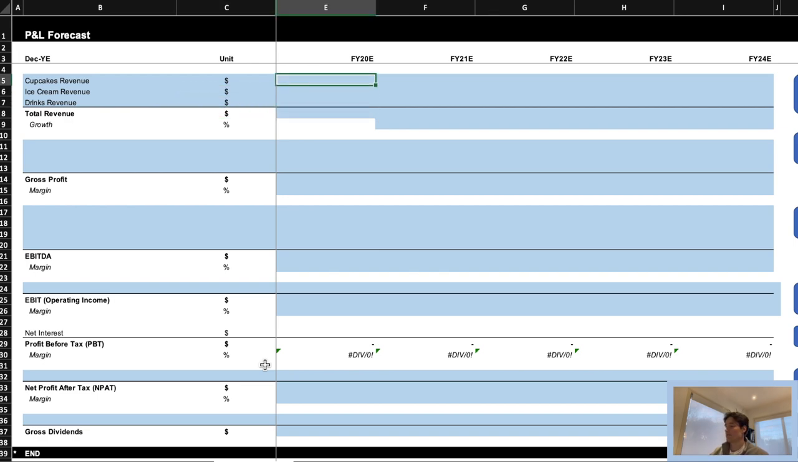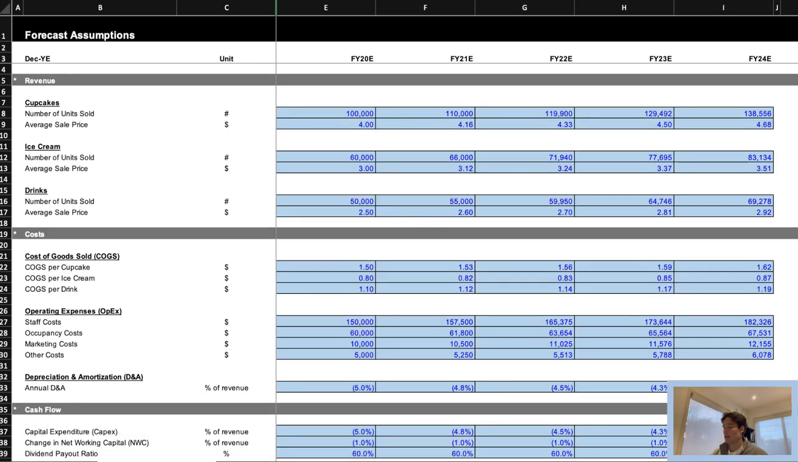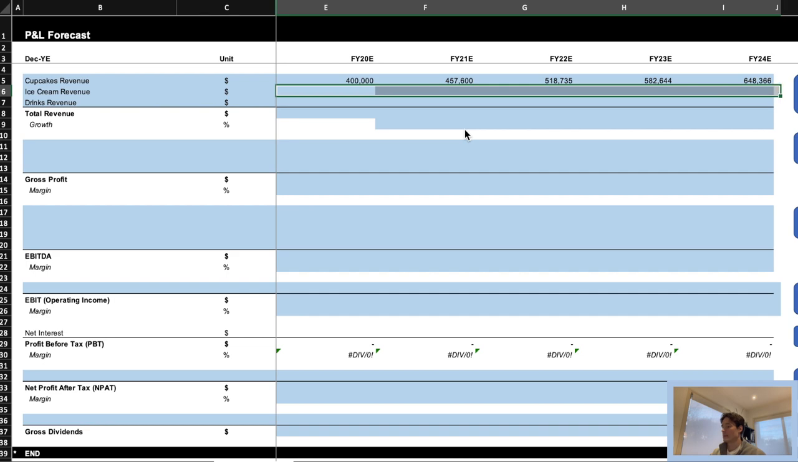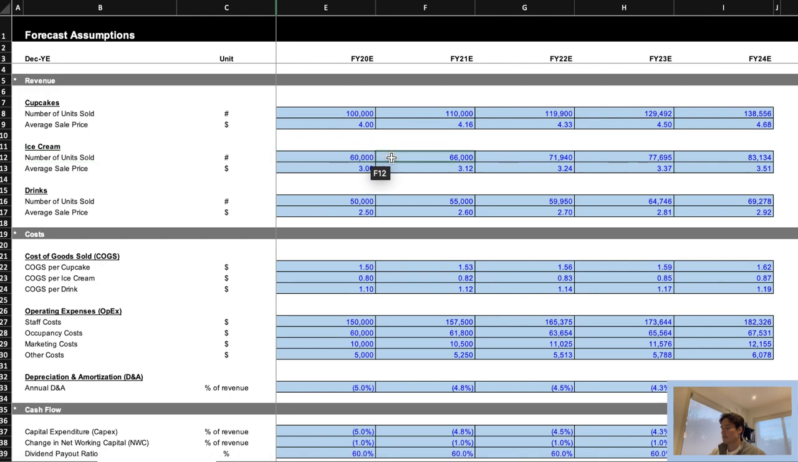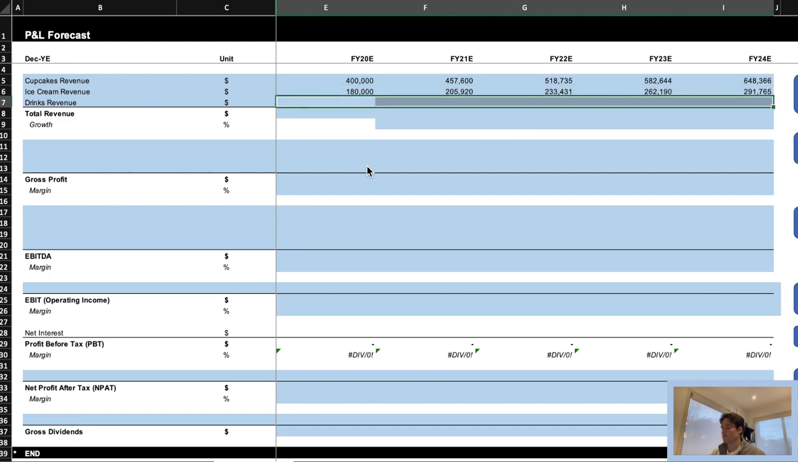Now, in order to do this as quickly as possible, I'm going to highlight this entire row, press enter, go back to the assumptions sheet, and we're gonna do the units times price in order to get the revenue for cupcakes. Now you can press control enter, and that entire row fills out. Now let's do the same thing for ice cream. We have 60,000 units, $3 per unit. Control enter. And one more time for the drinks revenue.